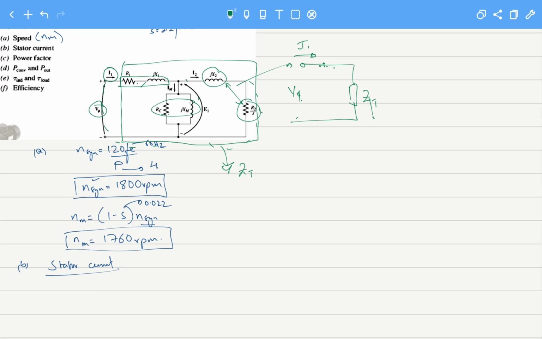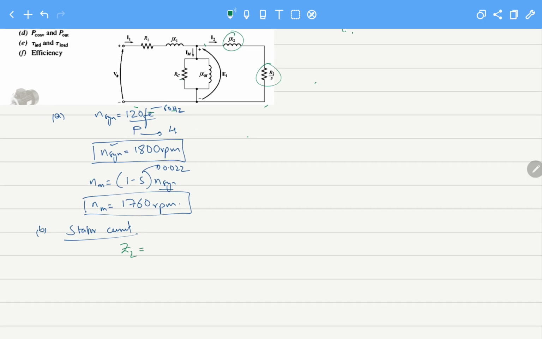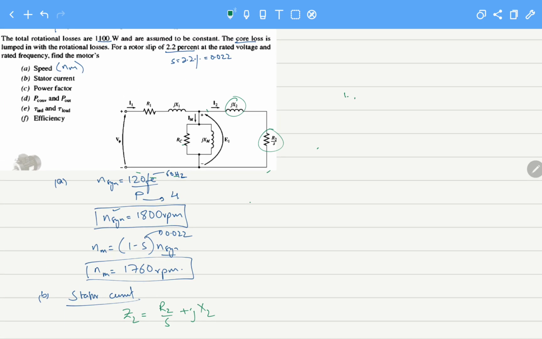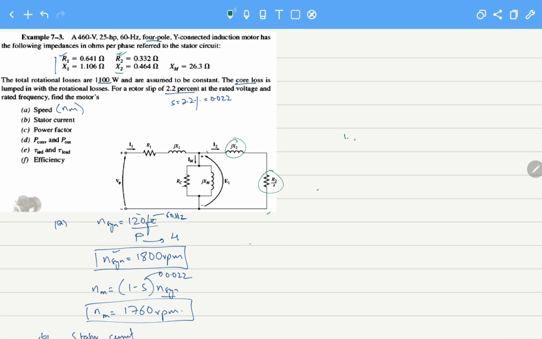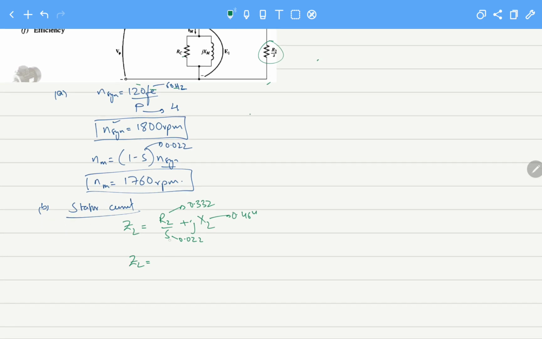So first let's look at these two and add them. They are in series, and Z2 is actually R2 divided by S plus jX2. The values are already given to us: the slip is 0.022, R2 is 0.332, and X2 is 0.464. When we solve this, the value we get for Z2 is 15.1 with the angle 1.76 degrees.